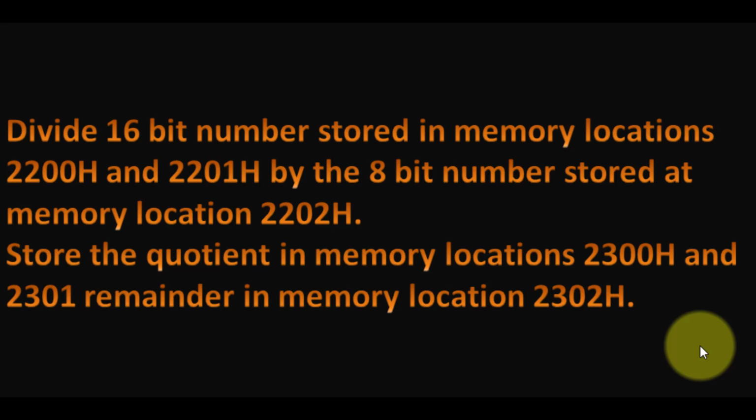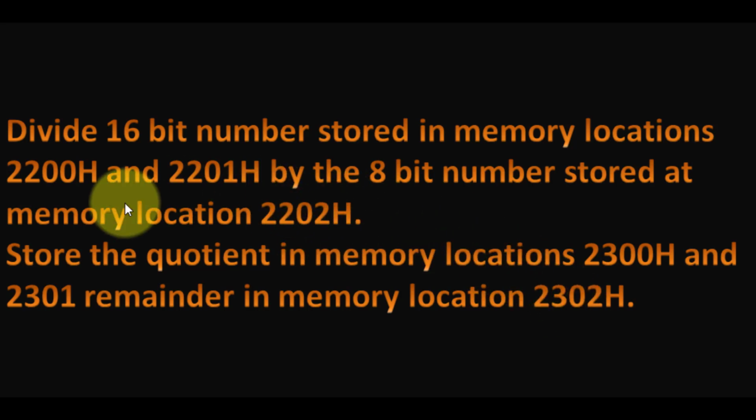The first one is to divide a 16-bit number stored in memory locations 2200H and 2201H by an 8-bit number stored at memory location 2202. So here we will be performing a 16-bit division, and then store the quotient in memory locations 2300H and 2301H and the remainder in memory location 2302. This is what we have to do.